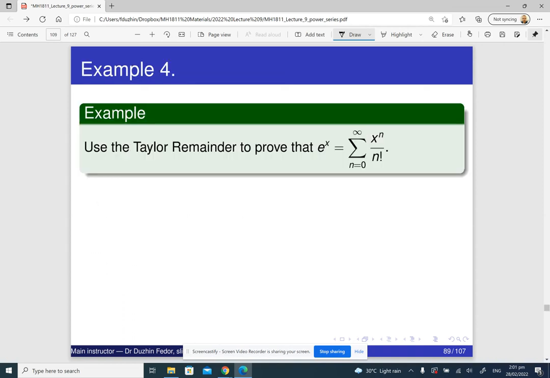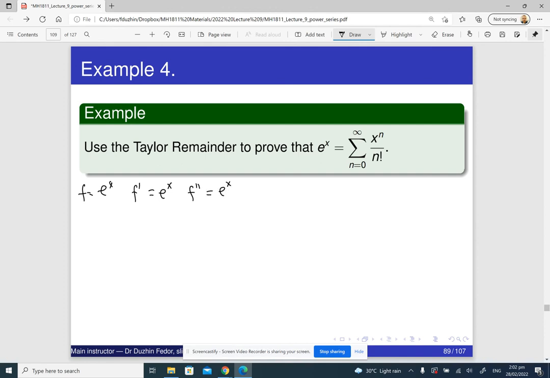Now we're going to do the same to prove that e to the x can also be represented as the sum of its Maclaurin series. Basically, the idea is the same. First, notice that if f is e to the x, then f prime is going to be e to the x, f double prime is going to be e to the x, and so on.